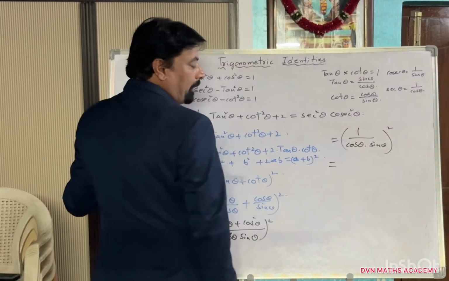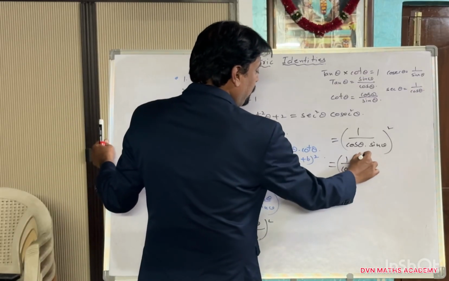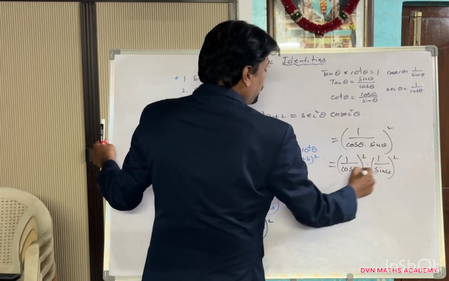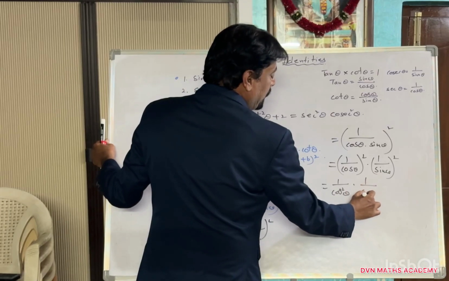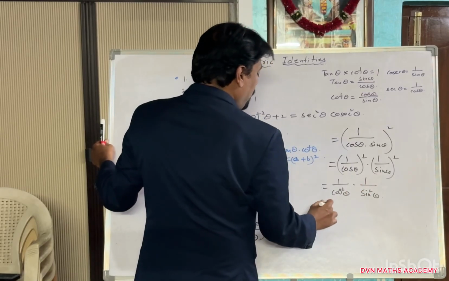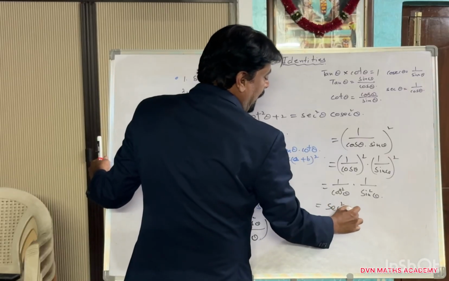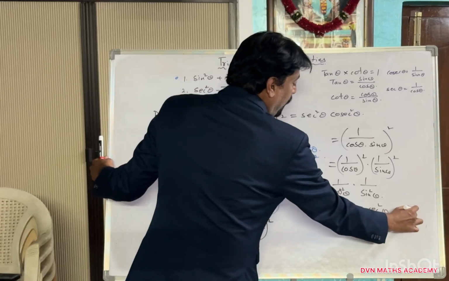Now, distribute the denominators. I write like this, 1 by cos theta whole square into 1 by sin theta whole square. This becomes 1 by cos square theta and this becomes 1 by sin square theta. You know that 1 by cos is sec, so it becomes sec square theta, and this becomes cosec square theta. So this is my RHS.